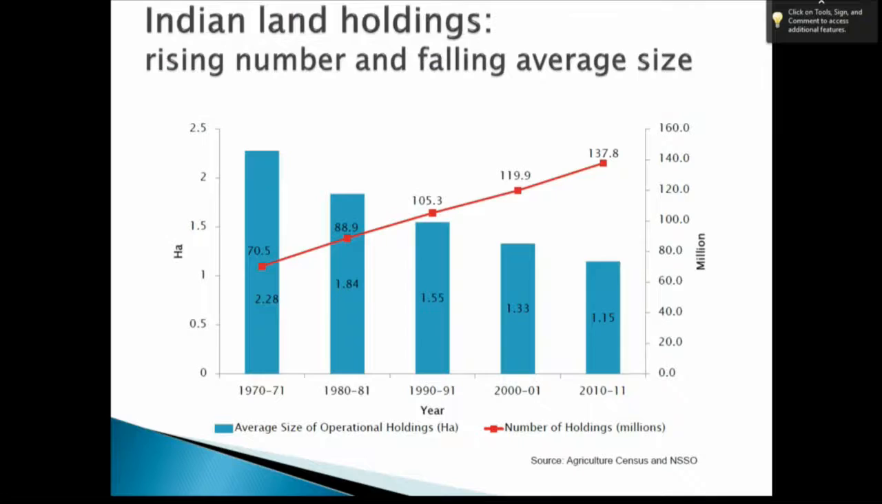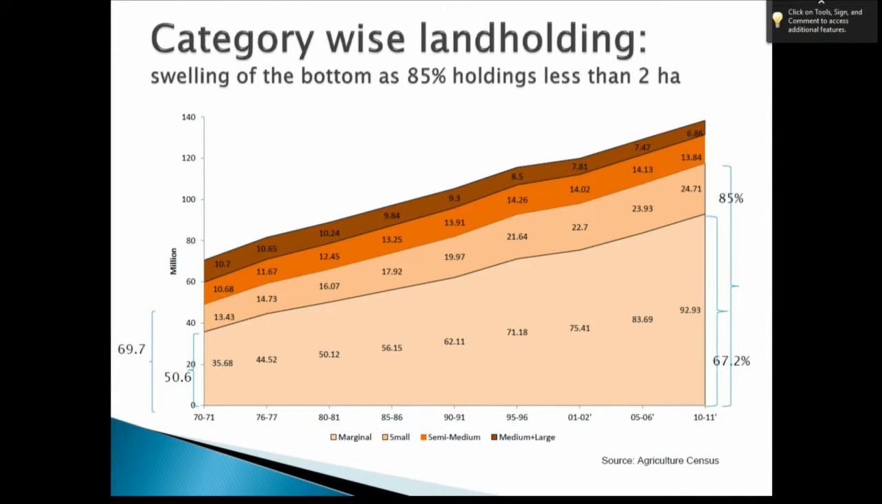We were 2.28 hectares in 1970-71 and 1.15 now. But in terms of the number of land holdings, we've increased from 70 million to about 138 million today. It's important to see this graph. This basically talks about what we say swelling of the bottom line in case of India. We have four bigger headings where we define our land holdings: marginal, small, semi-medium, and medium and large.